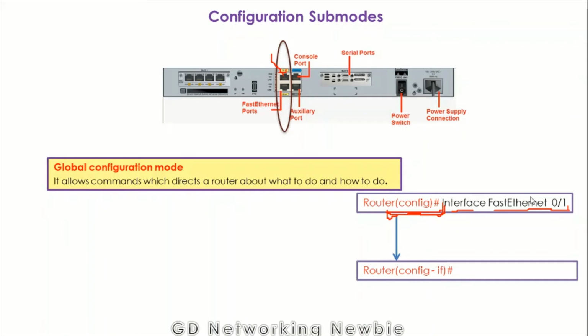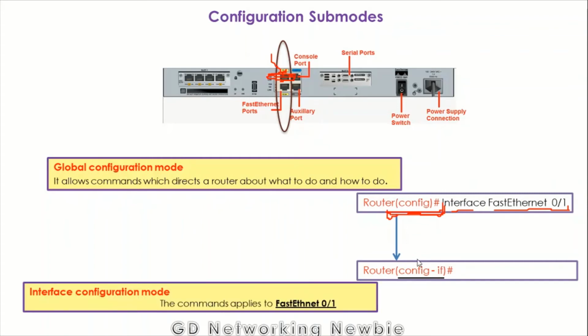And you can see this has been changed. It is important to note that from this global configuration mode, we are now in this interface. For example, at this time we want to configure this one. You can see the prompt has changed. This shows that this is actually the interface configuration mode, a sub mode.